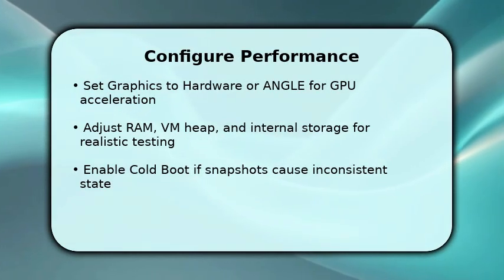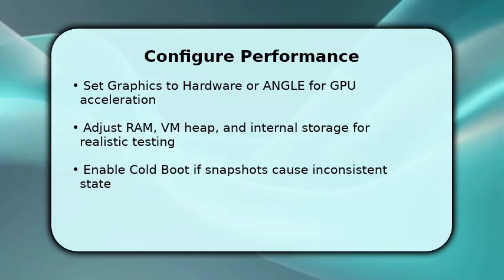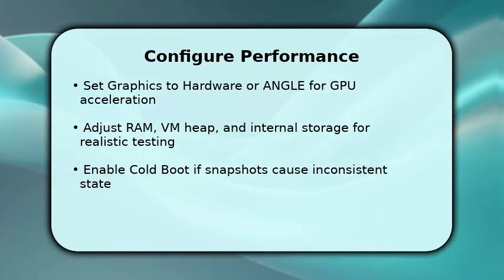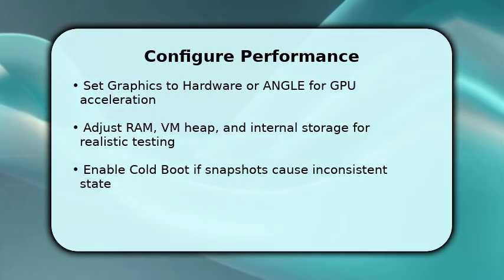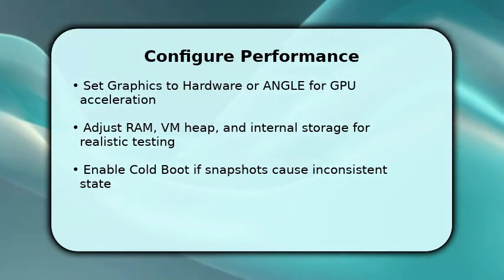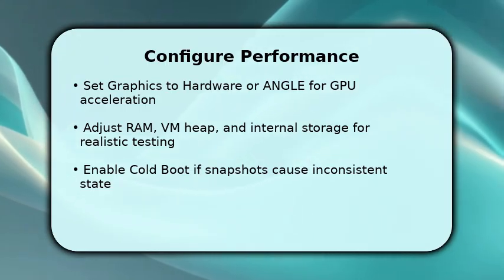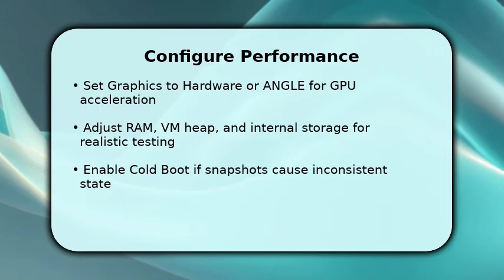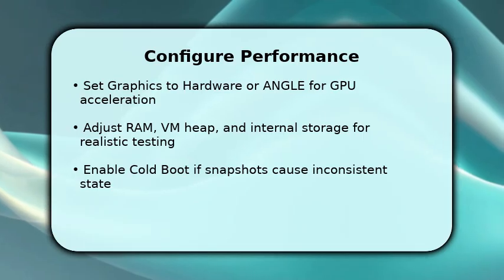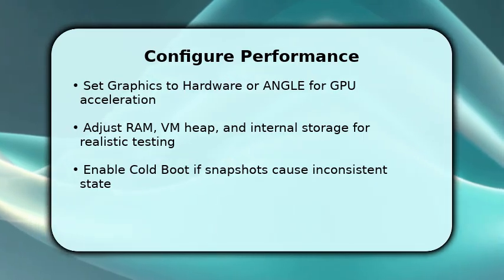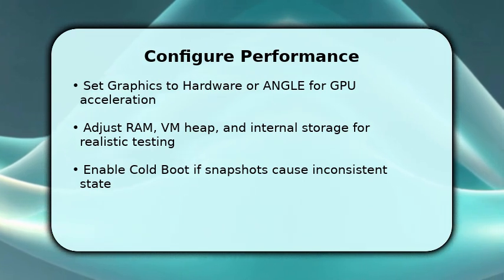Next, tune the virtual device for reliable display and speed. You should set graphics to hardware or ANGLE to use GPU acceleration, because software rendering is slow and can cause glitches. Then adjust RAM and VM heap to match typical device specs. Too little memory freezes the UI. Once configured, enable or disable snapshots. Snapshots speed up startups but can carry state bugs, so use cold boot to reproduce fresh conditions. Finally, save and press play to launch the emulator.